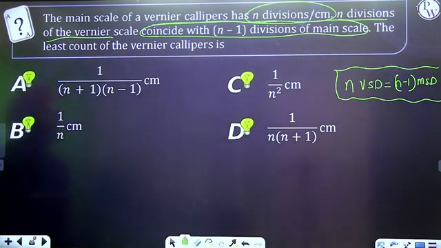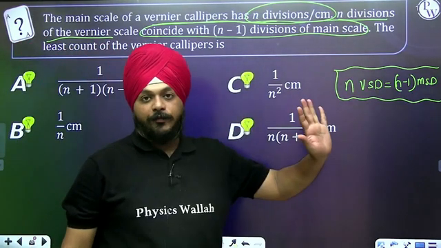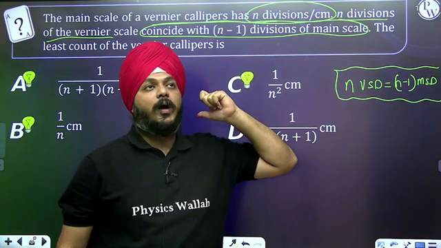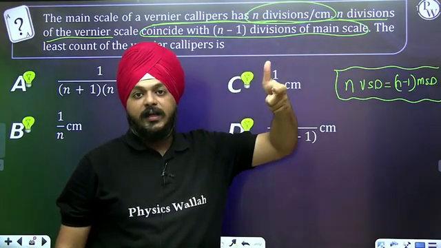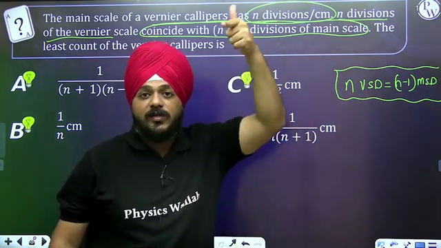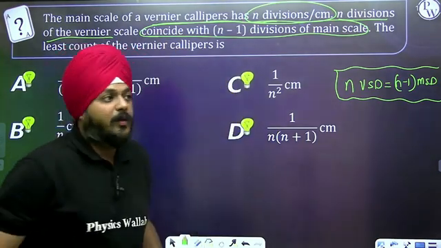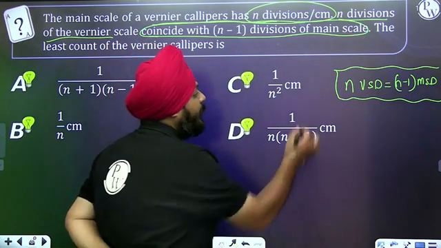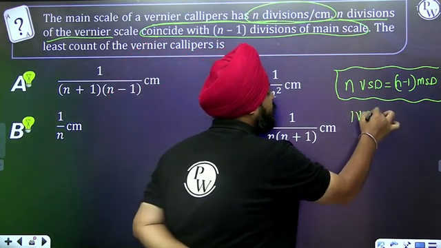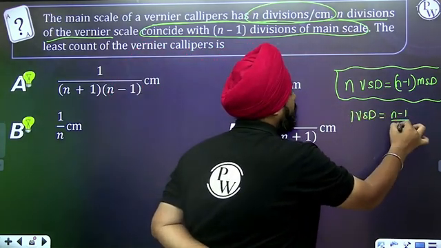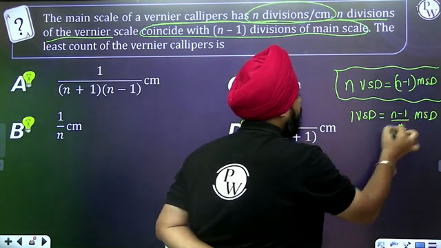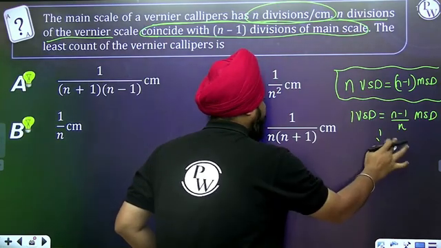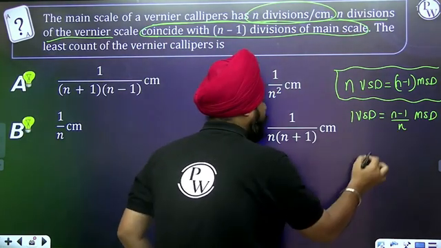The least count will be what? We are aware of the formula of the least count. One thing I want to remind you all, and I want you all to make a note of it: another name for the least count is Vernier constant, because in some questions the word Vernier constant is also used. So here let's make 1 VSD the subject, that is equal to n minus 1 by n of MSD. Can I consider this as equation number 1? Yes or no? Yes.